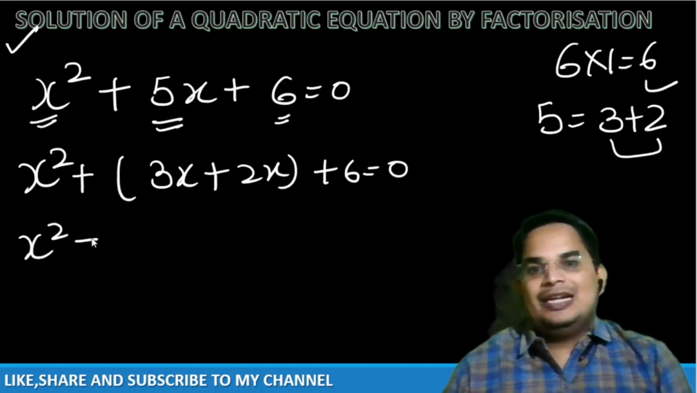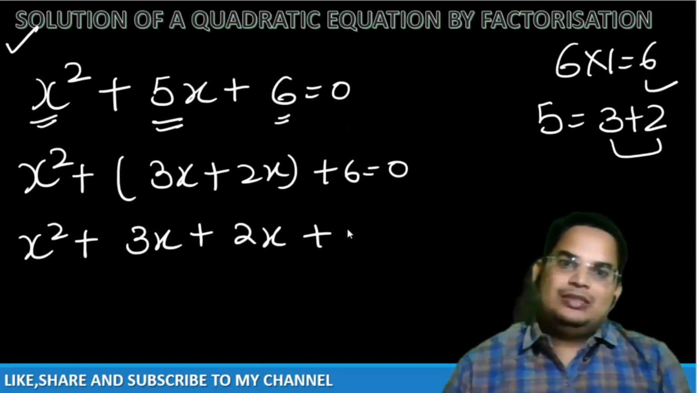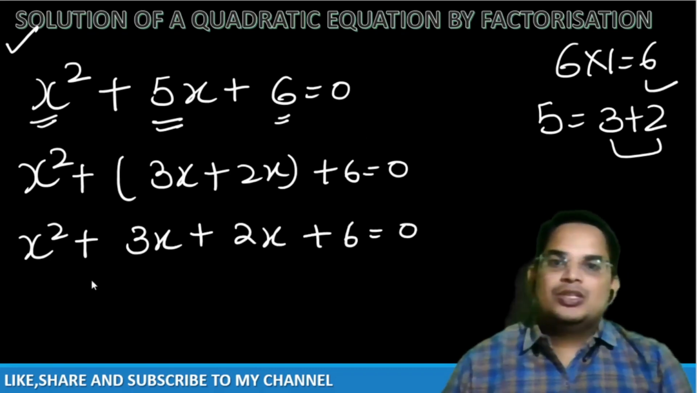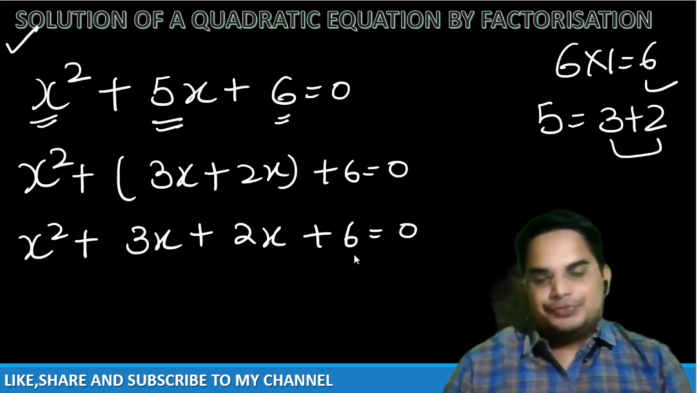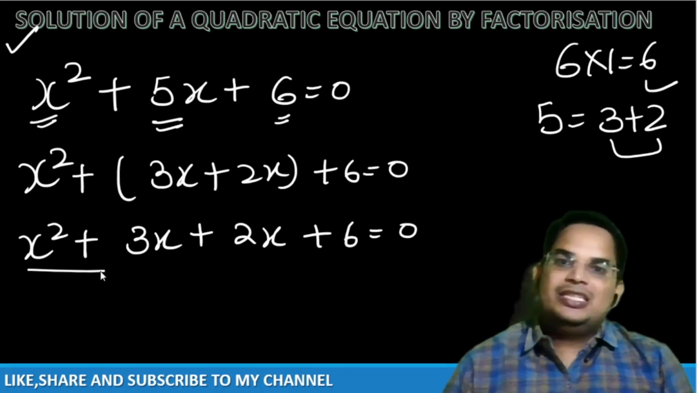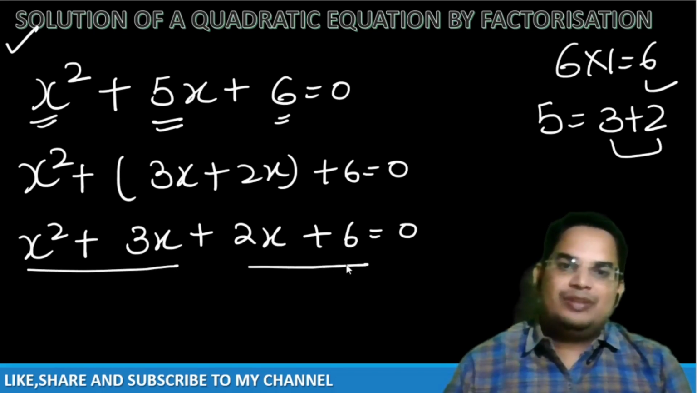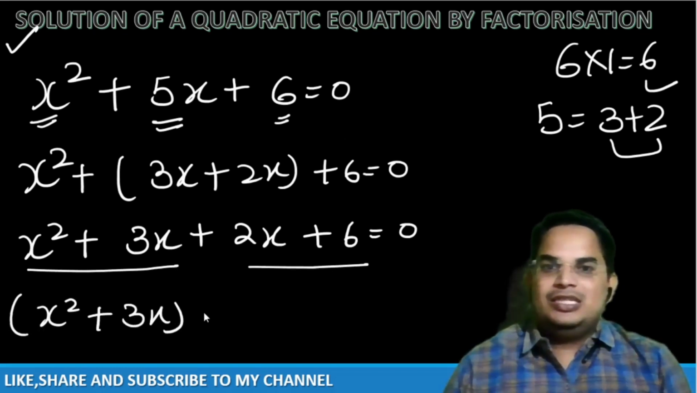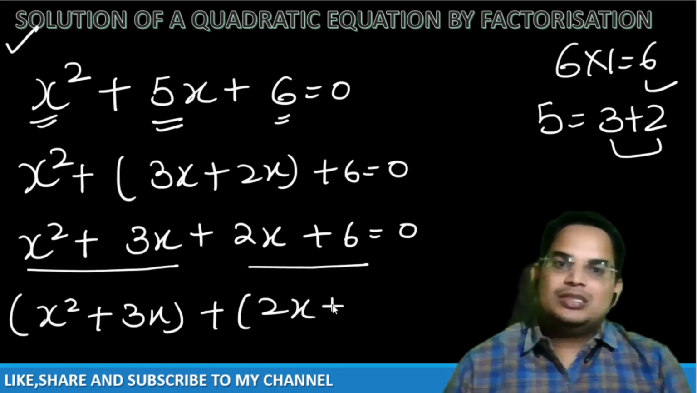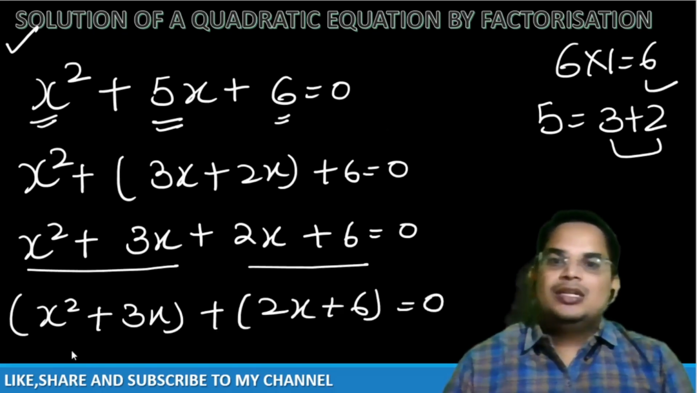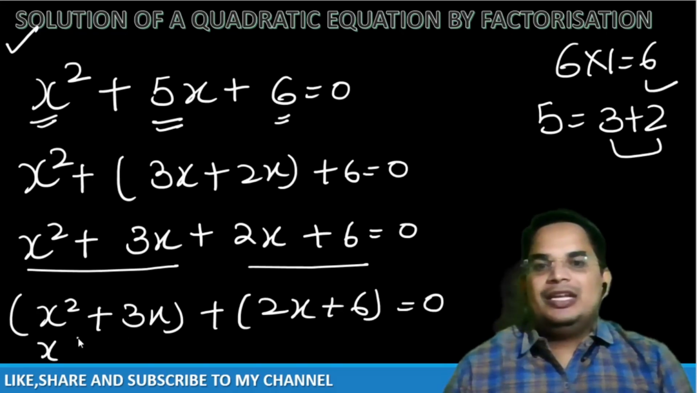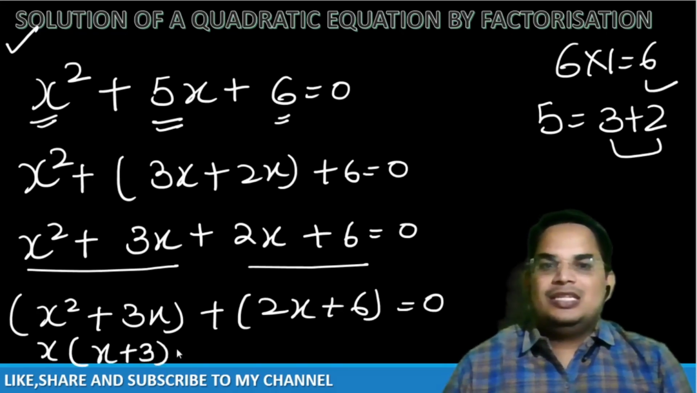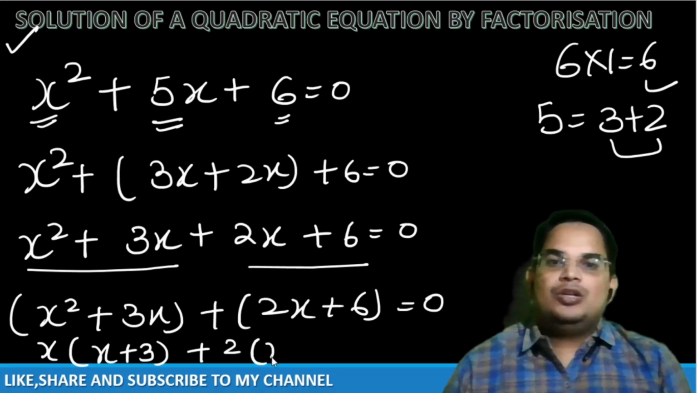Now children, I will write down like this: x square plus 3x plus 2x plus 6 is equal to 0. So I'm having 4 terms here. I will take these two terms in one bracket and these two terms in one bracket: x square plus 3x, and 2x plus 6 is equal to 0. Now from the first bracket you can take the common x, you will get x plus 3, and from the second you will take the common 2, you will get x plus 3.